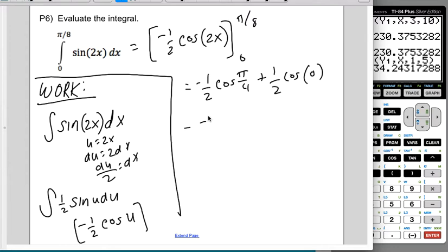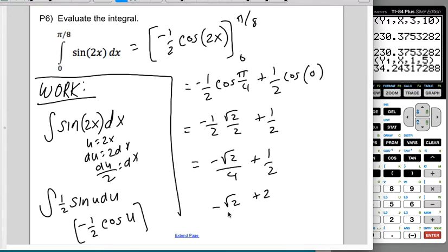So this is a negative 1/2 of a root 2 over 2 plus a 1/2. And again, you're going to find yourself in a situation where this doesn't get much better. You can leave this as a negative root 2 over 4 plus a half if you want. You could get a common denominator if you want. You could make them all over 4. It doesn't really matter. It doesn't get much better. That's about it. That's fine.